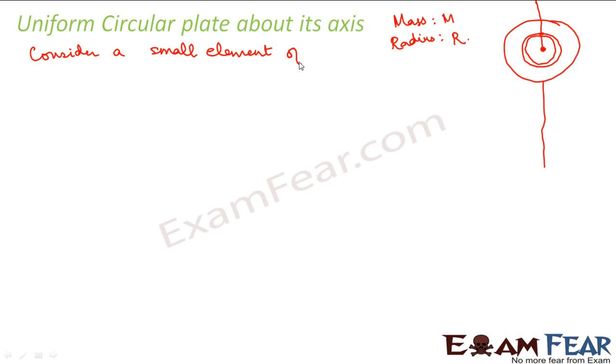So we take a small element of thickness dx at a distance x from the center. So that means let us suppose that this small element is taken at a distance x and this thickness is dx, right? So that is how we have selected the small element.